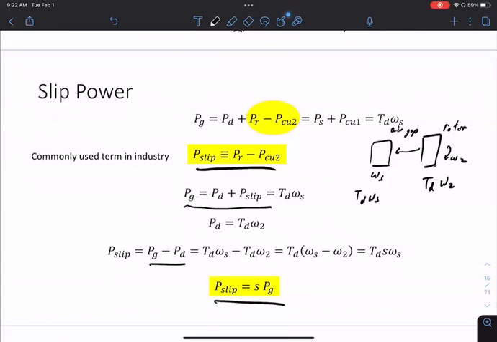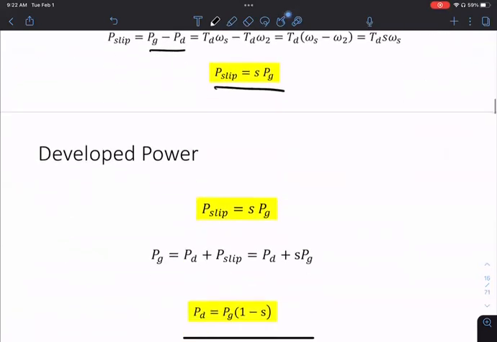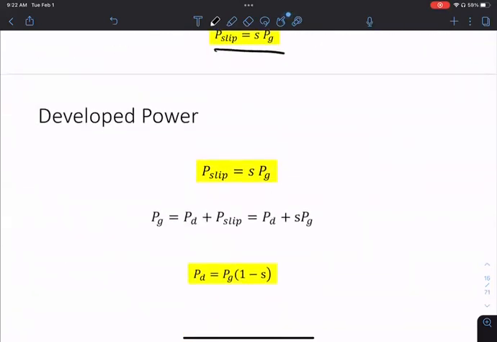All right, so this is our Pslip. And then you can write out, because Pslip is S times PG by definition, PG is PD plus Pslip. So you get an equation that PD is PG times 1 minus S. So this is the equation we always have. Right? We always have this. In type 1, type 2, type 3, we always have this equation. So this is a good equation to remember. It's a very useful equation to know.